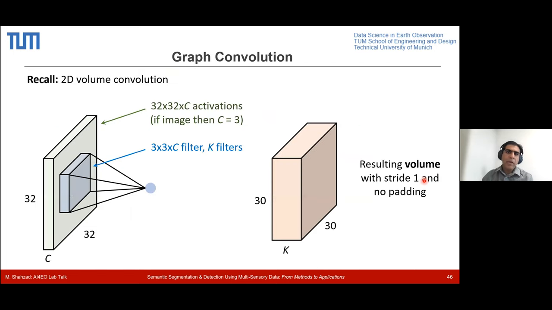So another idea you could use to extract features from the 3D point clouds directly is the idea of graph convolution. And if you recall, the 2D convolution works basically something like this.